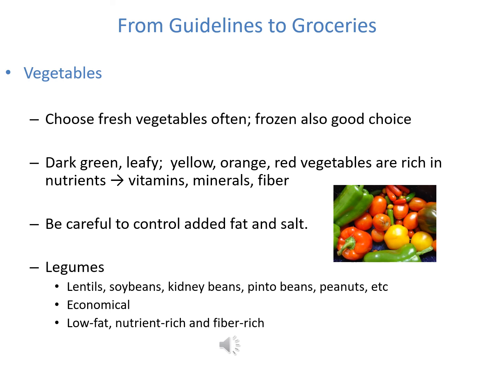Another category of veggies are the legumes. And the legumes include things like dried peas, dried beans, lentils, soybeans, kidney beans, pinto beans, peanuts are some examples. They tend to be very economical. You can often buy a large bag in the grocery store and get many, many meals out of those. They are also nutrient rich, and you're also going to incorporate a large amount of fiber from this particular category.